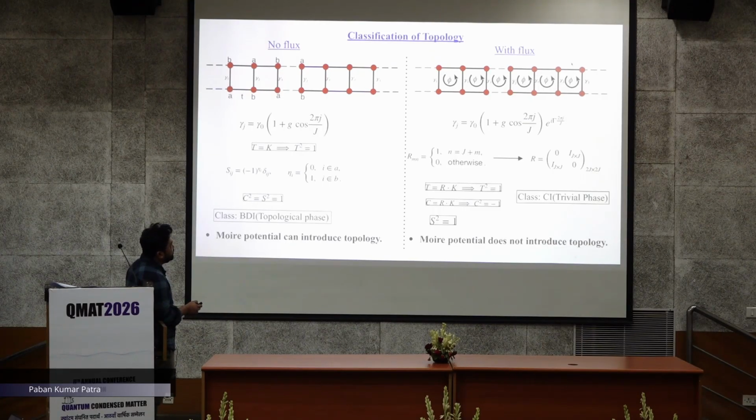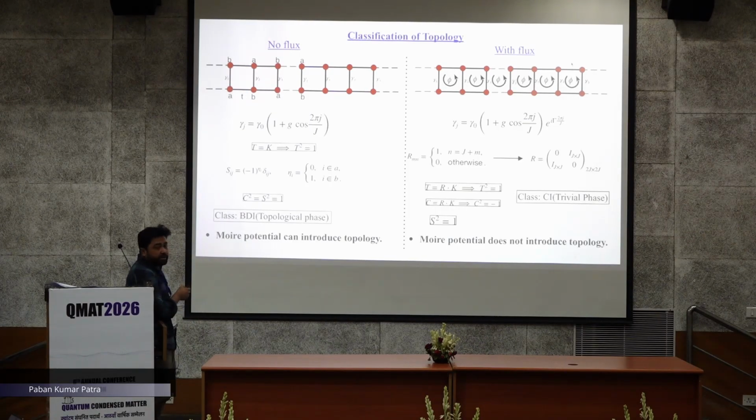Now let's go to the with-flux case. In the with-flux case, there is an extra degree of freedom of constant flux through each plaquette. So by just modifying the reflection operator, one can find the explicit form of the operator, which belongs to the CI trivial phase. So in this case, the Moiré potential does not introduce topology.